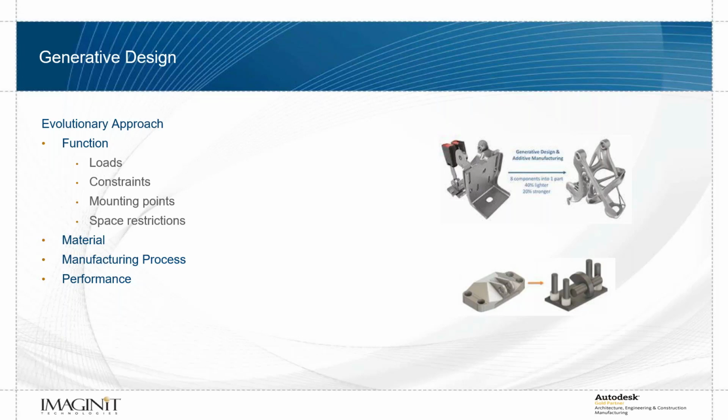So instead of modeling the component, we're going to model places for mounting points. We're going to model space restrictions. We're going to give it constraints. We're going to give it specific loads that we expect this to be under. We can define material. We can define the manufacturing process.